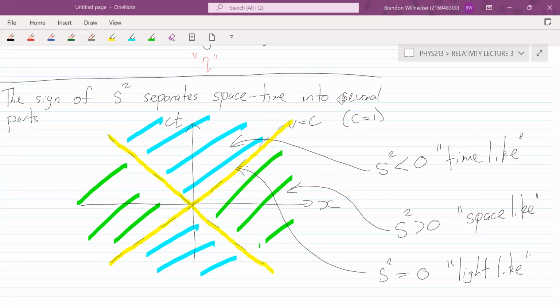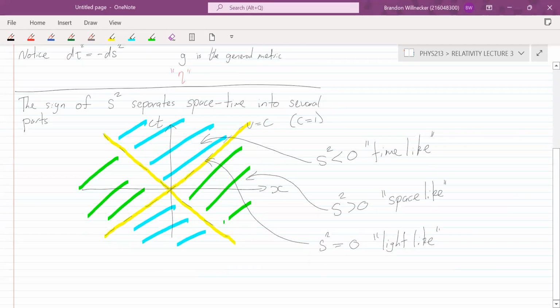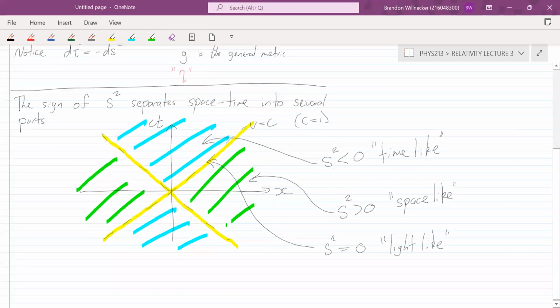If we look at that in this top and bottom portion in blue, we find that the sign is negative, and we just call it time-like. The green parts on left and right, we call that space-like, and that's where the sign is positive. And then the points along the two diagonals give us s squared is equal to 0. We call that light-like. Okay.